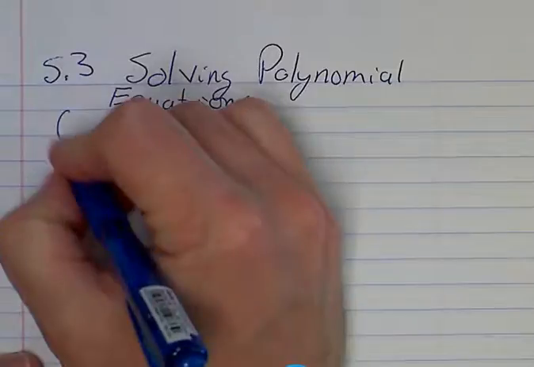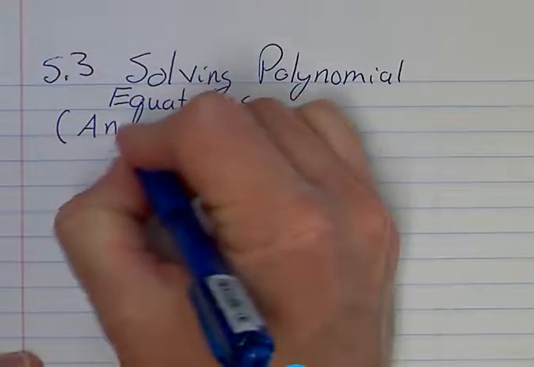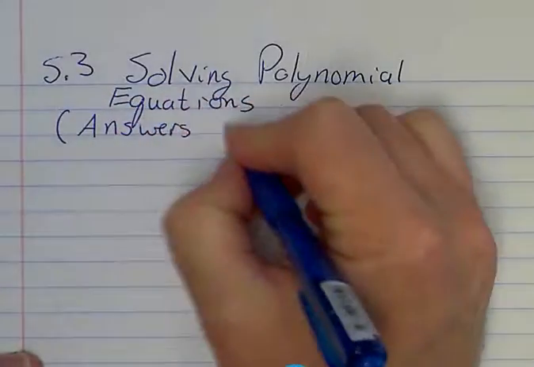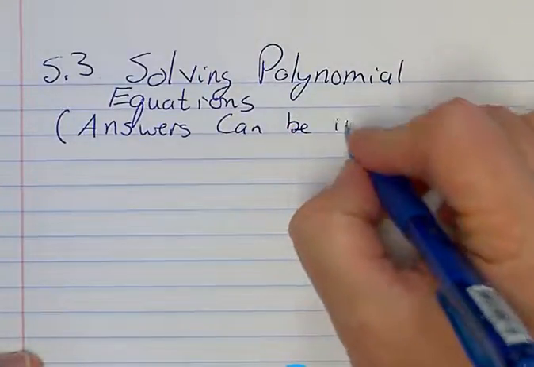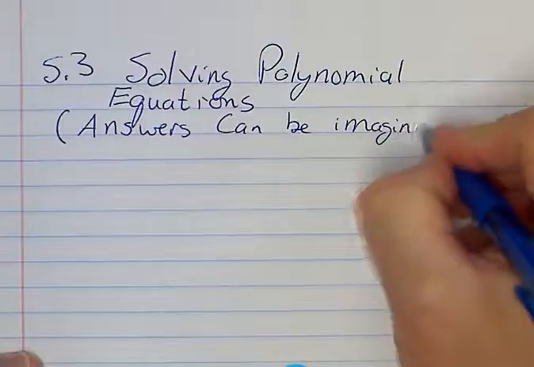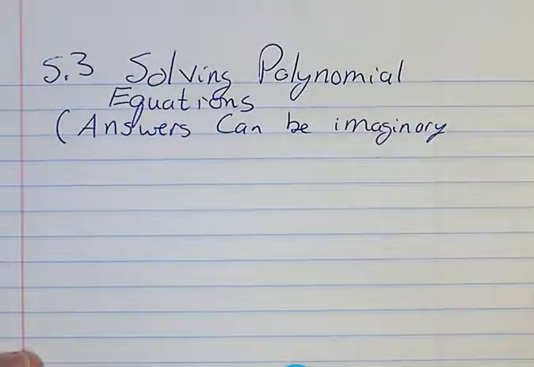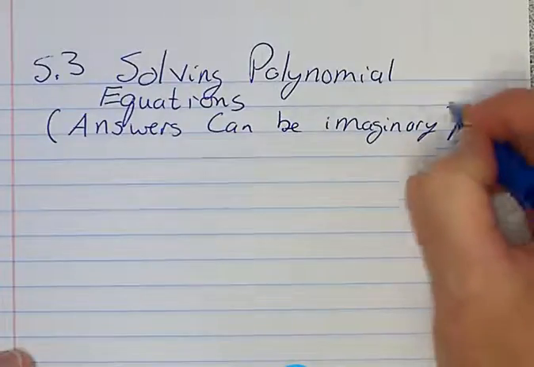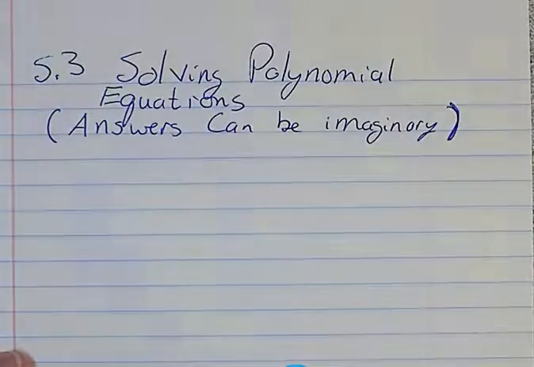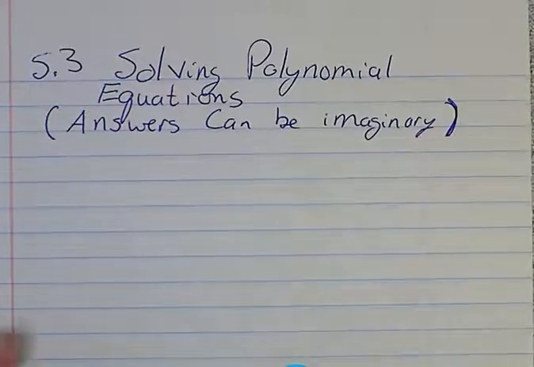The one catch that's different on this one is your answers can be imaginary, or what we'll call complex, where you've got the i variable involved. So for these problems, you may have an i in the answer, which means when we square root it, you may take the square root of a negative number. So we're going to go back and kind of throw that in.